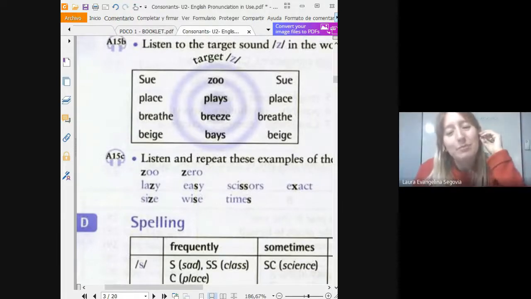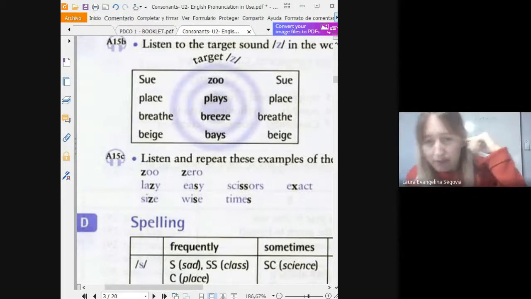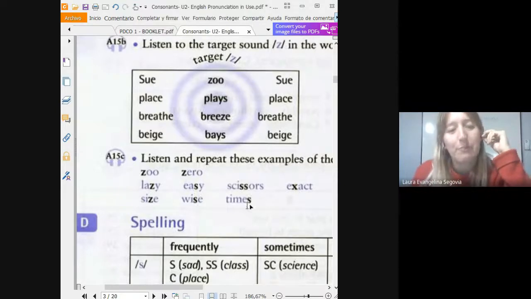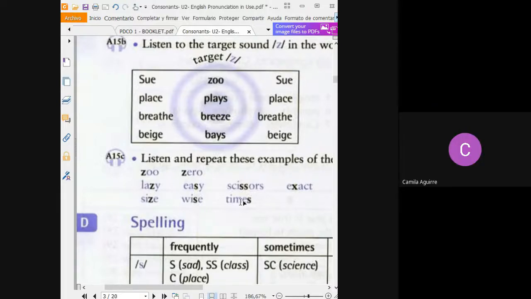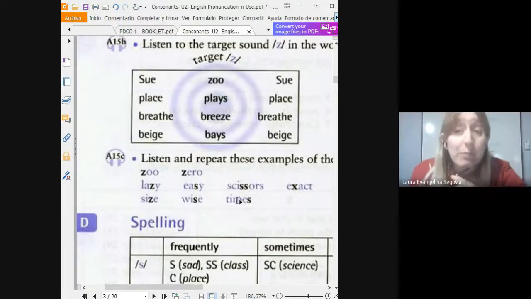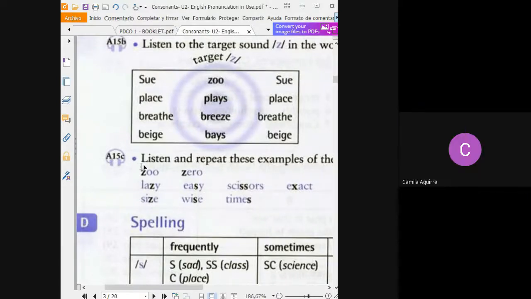Mika, you have already read the first one, right? And Camila too. Agustina, no. Teacher, I haven't. Ah, you haven't? I thought yes. Okay, sorry. Very good. You are honest. That's a good thing. So you have to start by here. Times. And you go backwards until you get to zoo. Okay? Start by times. Times, wise, size, until you get to zoo. Okay.